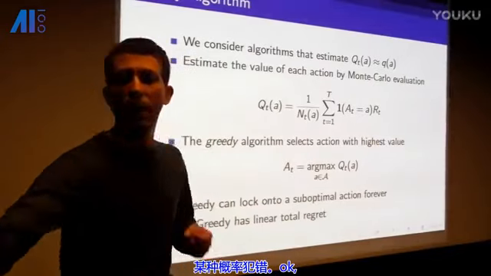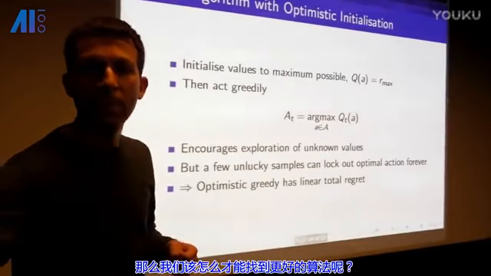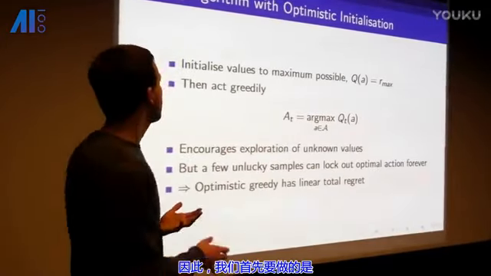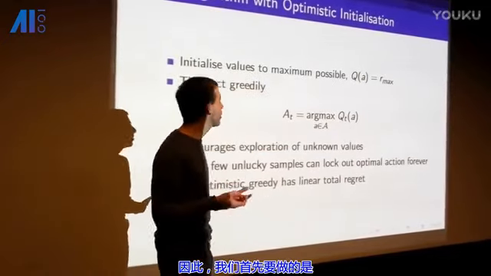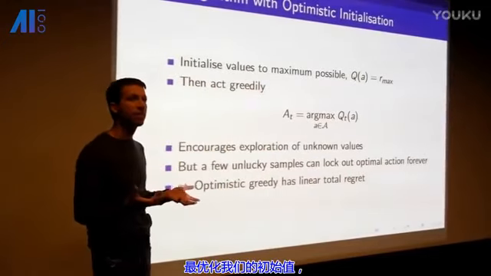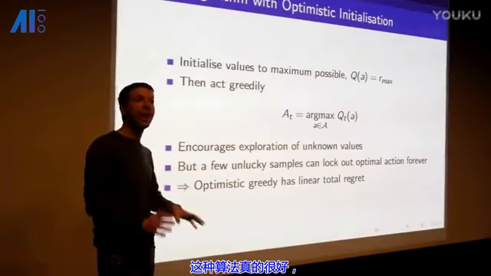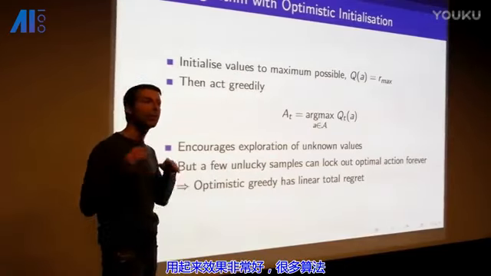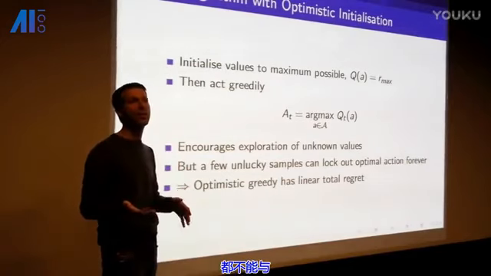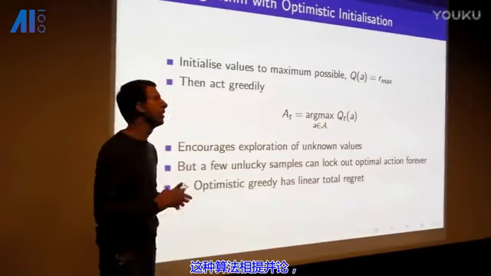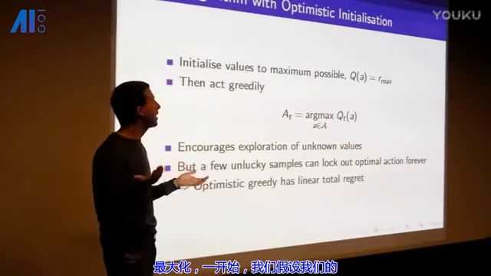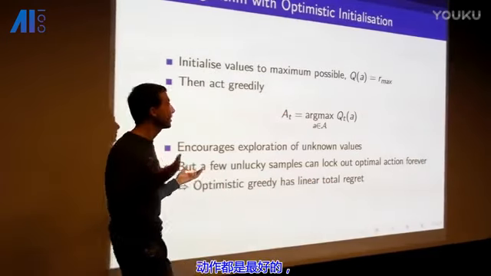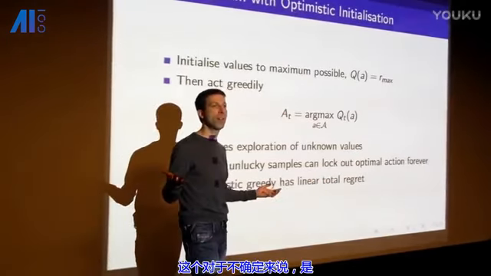Okay? So what happens if we try and be clever? The first idea to be clever is to use optimistic initialization. This is a really well-known algorithm, and actually this is a really good idea. So I don't want to give the impression this is a bad idea. This works quite well in practice. There are lots of applications where it's quite hard to beat this. And the idea is just to initialize the values to their maximum possible. So we start off by assuming the best about all of our actions.